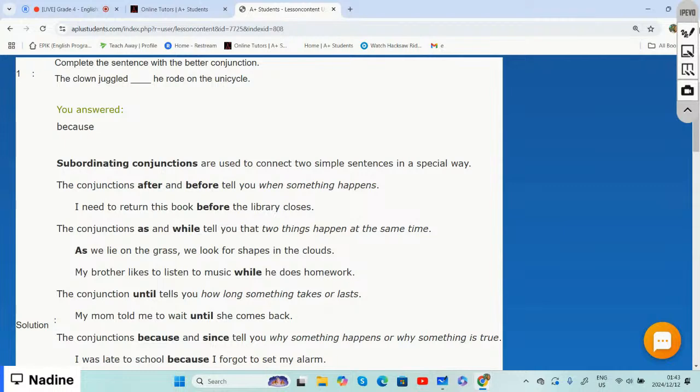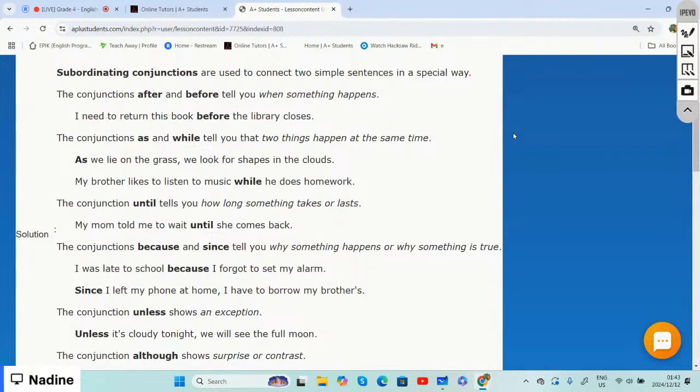We use until to tell how long something takes or happens. Until tells us how long something takes or lasts. Because or since tells why something happens. And then lastly, unless shows an exception.